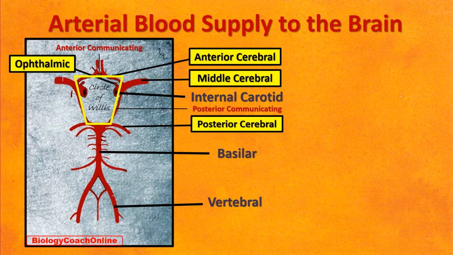So we can finish this illustration up by identifying the superior cerebellar artery here and the inferior cerebellar artery right here. We'll discuss the cerebellum in the next section. And these little branches here are called the pontine arteries. Now the pons is another neural structure which we'll examine later.